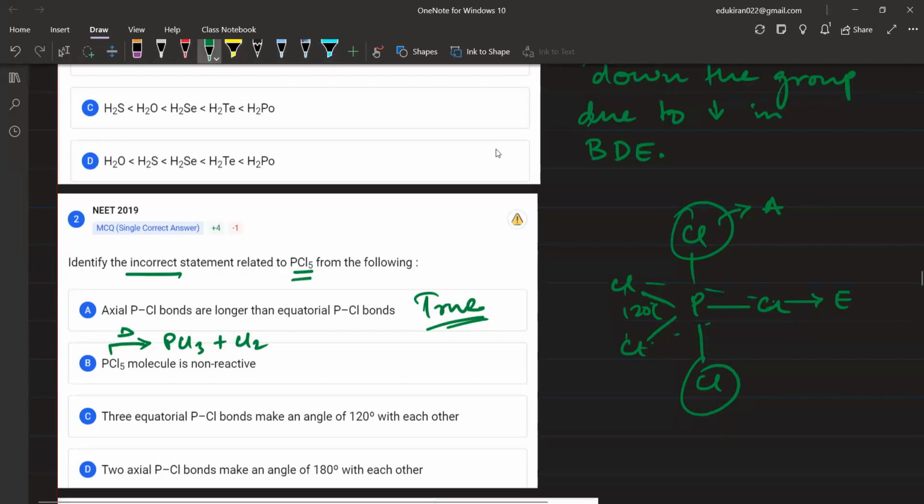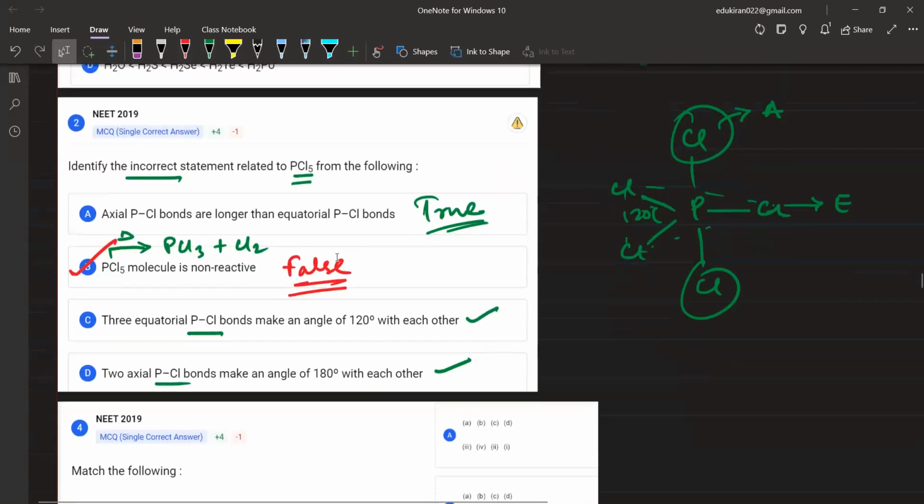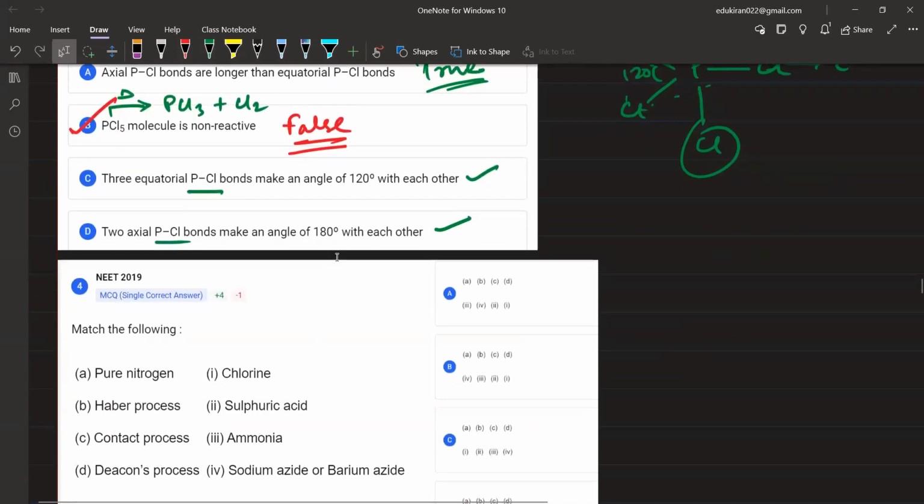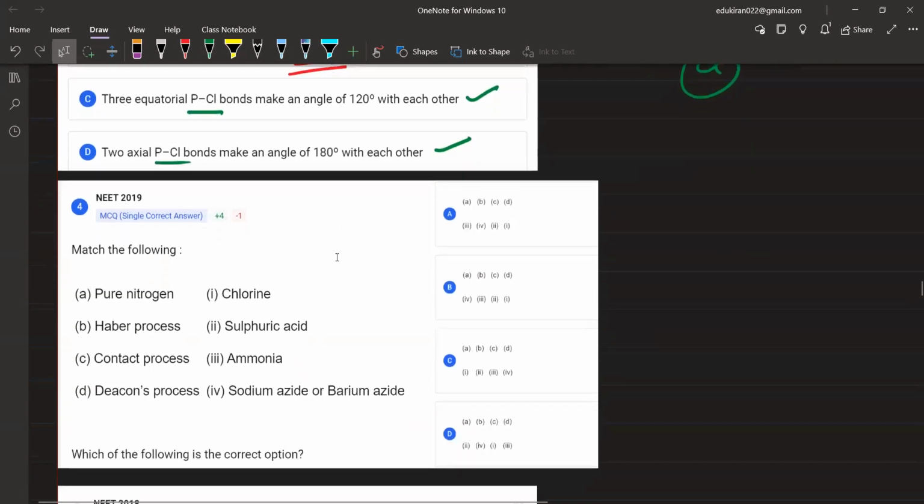The 3 equatorial PCl bond make an angle of 120 degree. This is also true. 2 axial PCl bond make 180 degree with each other. This is also true. है ना? तो the correct option is B because this is the wrong statement. This is a false statement. चलिए, try this.